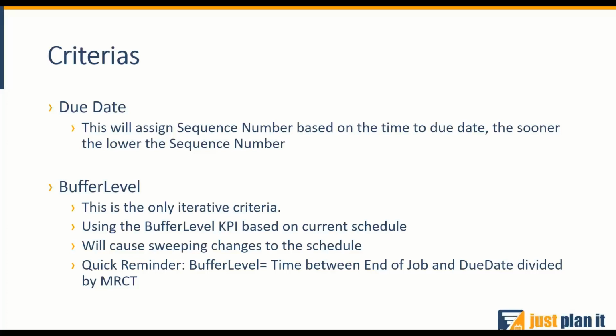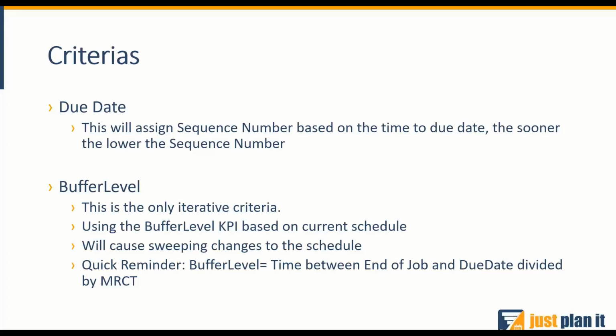Next, the KPI is the buffer level. We added the buffer level, I believe, sometime early last year as information for you about the job status as is. And this is the reason this is an iterative criteria. Now, what do I mean by that? The buffer level is based on the current schedule. This means that every interaction you do and every replanning will change the buffer levels of targeted jobs.